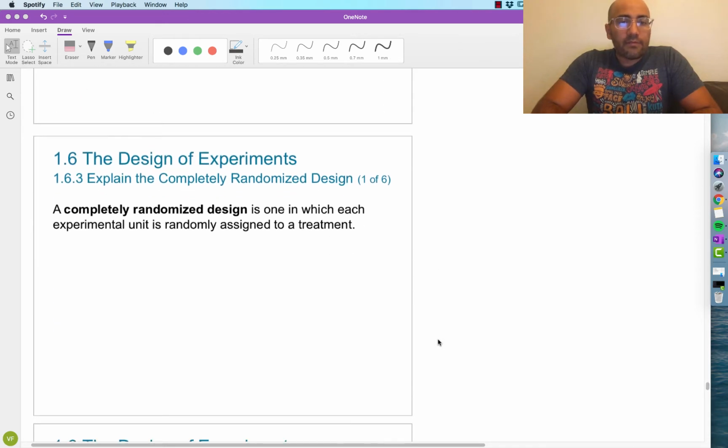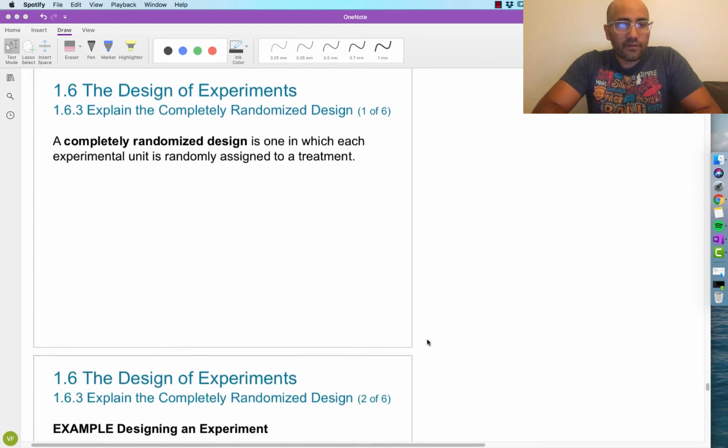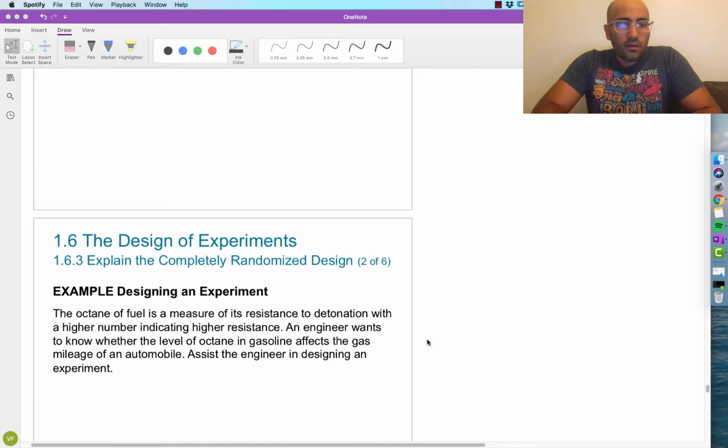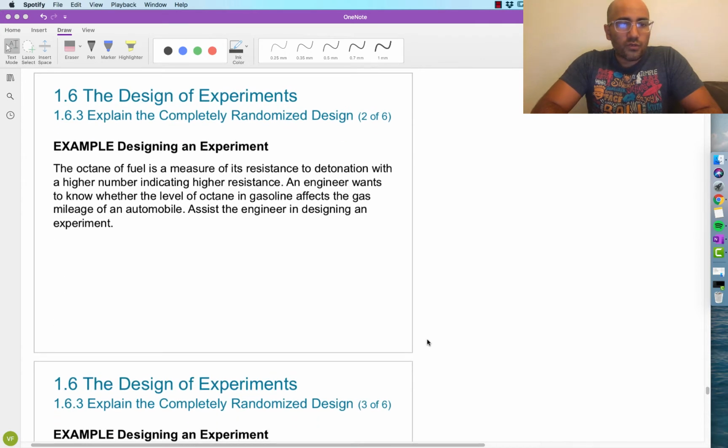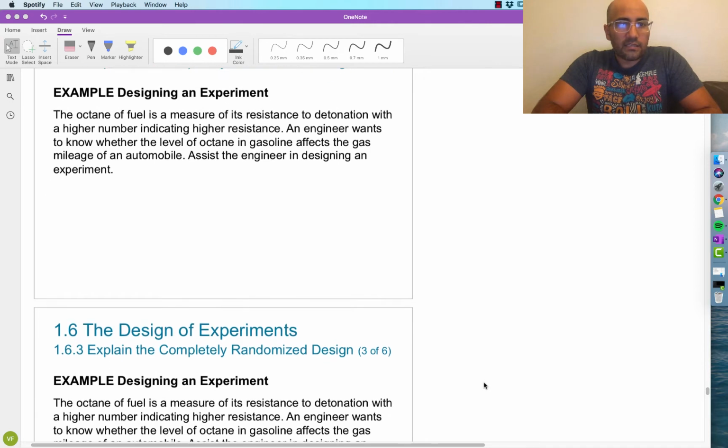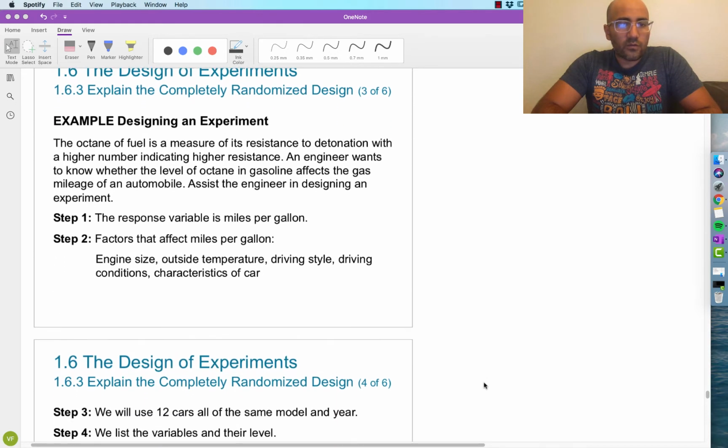Okay. A completely randomized design is one in which each experimental unit is randomly assigned to the treatment. Right? That's pretty self-evident. For example, the octane of fuel is a measure of its resistance to detonation, with a higher number indicating higher resistance. An engineer wants to know whether the level of octane in gasoline affects the gas mileage of an automobile. So let's think about how to design an experiment associated with this.